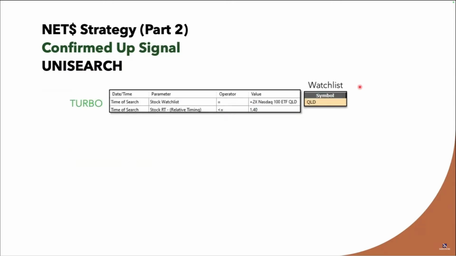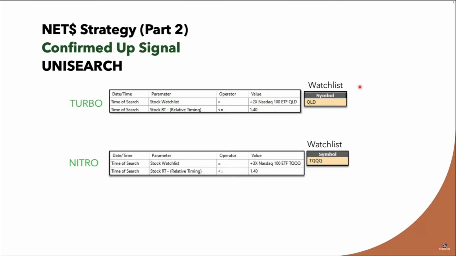So the universe search is pretty easy for Turbo. Again, you need a watch list, and you're just looking for RT, relative timing, less than or equal to 1.4. And for Nitro, you're using a TQQQ watch list, and it's super simple to do that search. You can do that with a graph as well. Just have RT on there and a line that shows 1.4, and then find the first one after a confirmed up. So it doesn't require Pro Trader for that part.